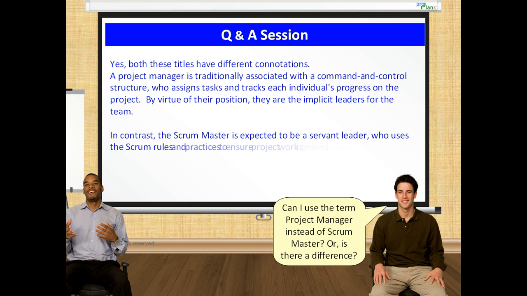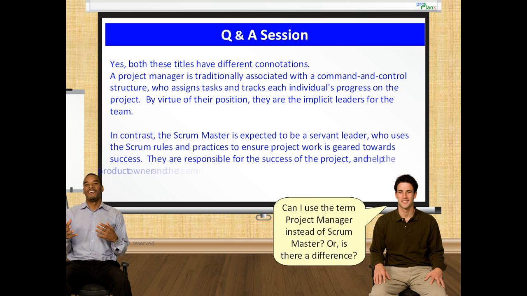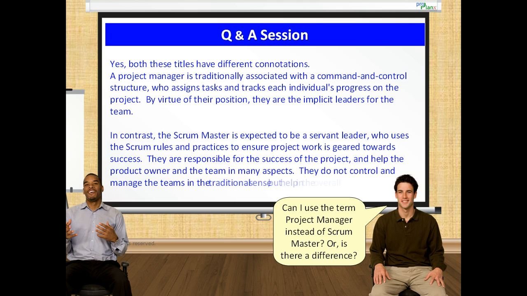In contrast, the Scrum Master is expected to be a servant leader who uses the Scrum rules and practices to ensure project work is geared towards success. They are responsible for the success of the project and help the product owner and the team in many aspects. They do not control and manage the teams in the traditional sense, but help in the overall facilitation.